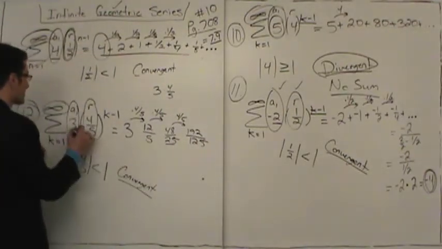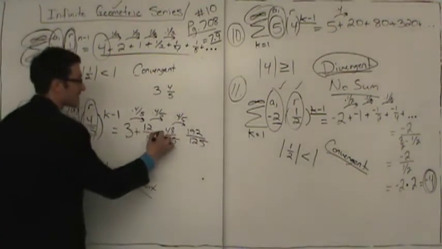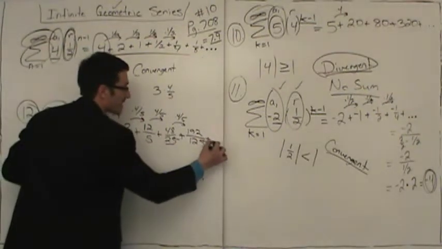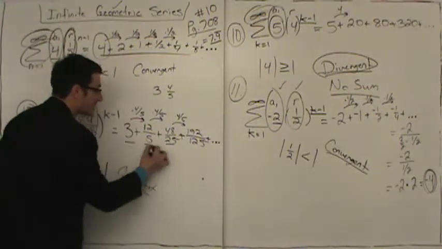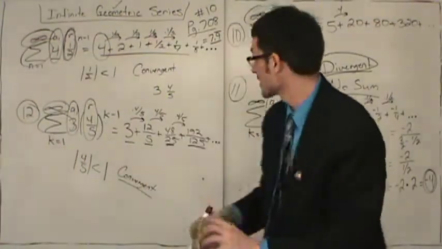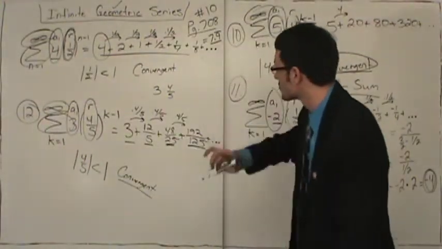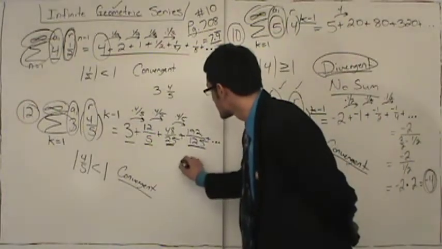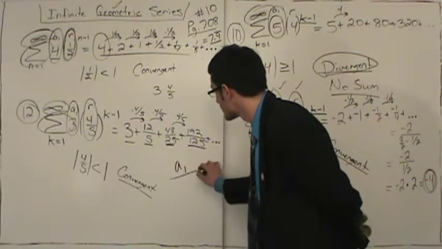And now what are we doing? Sigma means add, so we're adding these up, plus dot, dot, dot. Now, do you guys want to add these numbers to try to figure out what this thing is getting close to? No. That can be a nightmare. But instead, we use the formula. The formula says that this will get very close to a sub 1 over 1 minus r.